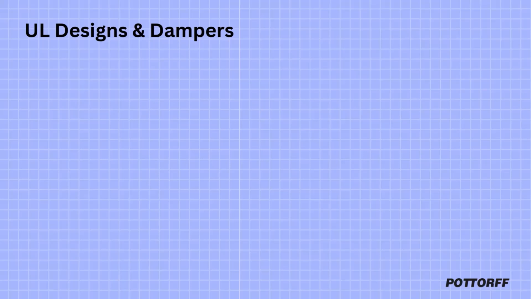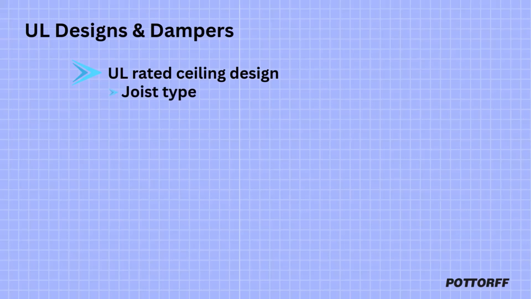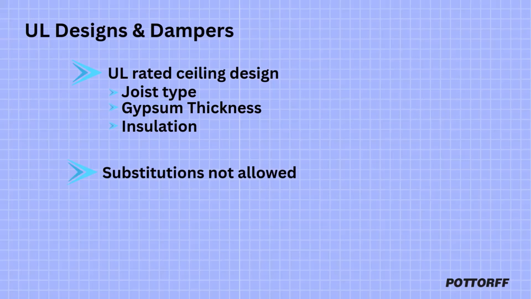Sure. Every UL rated ceiling design like P522 lists approved details, joist type, gypsum thickness, insulation, and so on. But it also dictates what happens at mechanical penetrations. Exactly. For example, if the assembly is UL P522, only ceiling radiation dampers certified for that specific P522 assembly can be used. You can't substitute one tested in, say, L528 because the fire performance data only applies to that certified configuration. Yep. That's why Pottorff's documentation is so valuable.